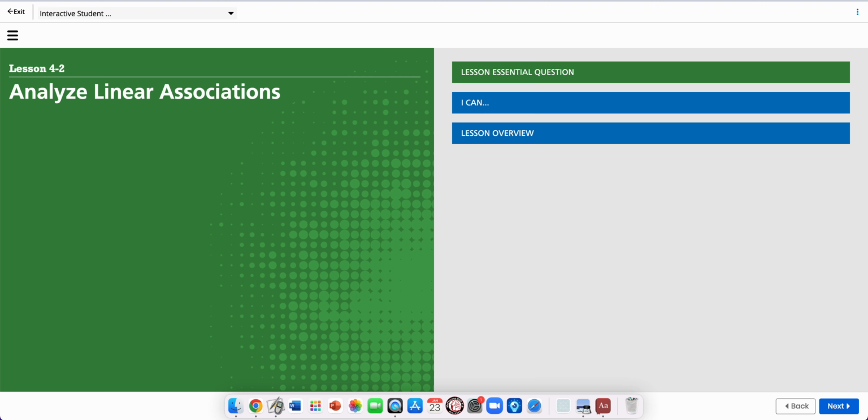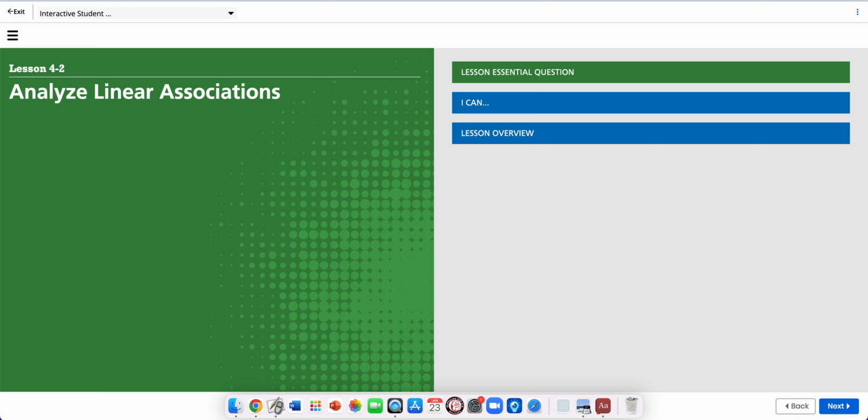We are starting lesson 4.2 today, page 225. Analyze linear associations. Have we done linear stuff already before? Oh yeah, we've done lots of linear stuff: functions and linear equations and linear functions and those kind of things. And associations was kind of a word they threw at us yesterday when we talked about scatter plots.